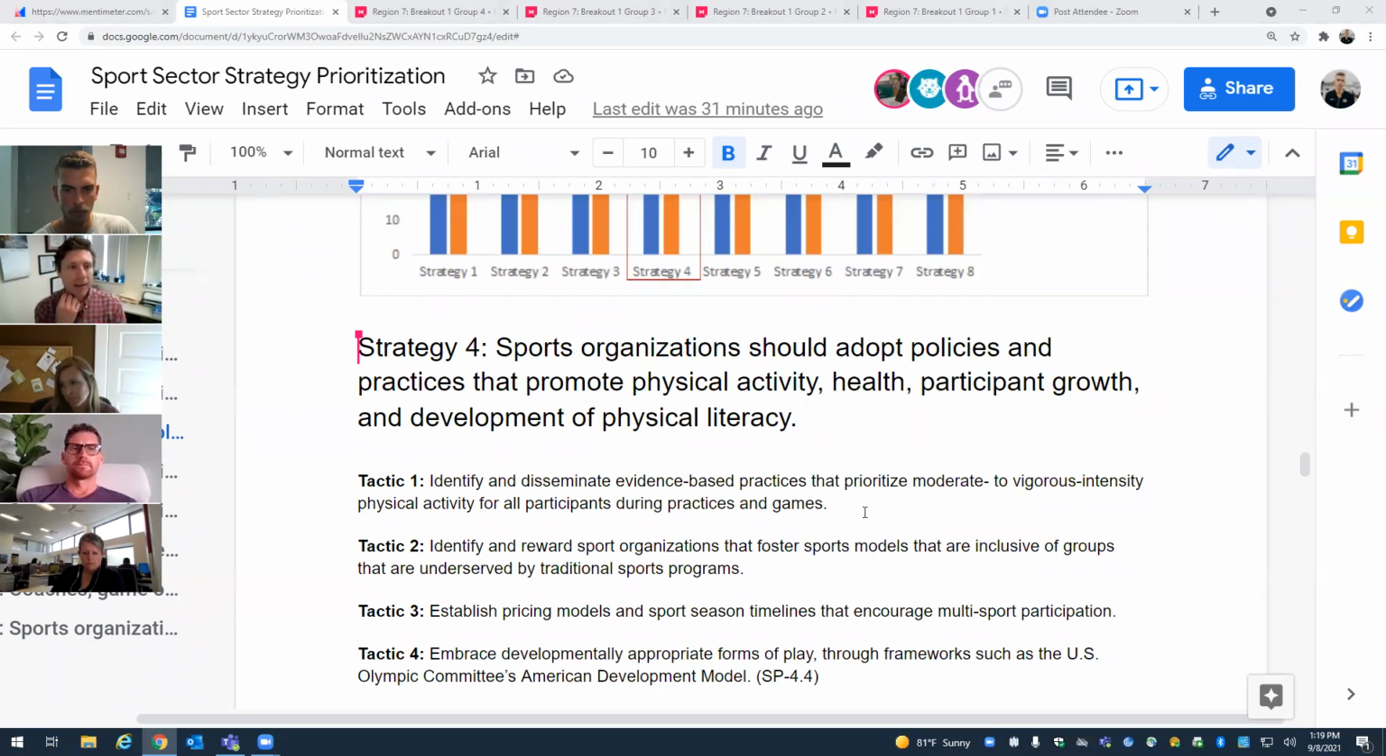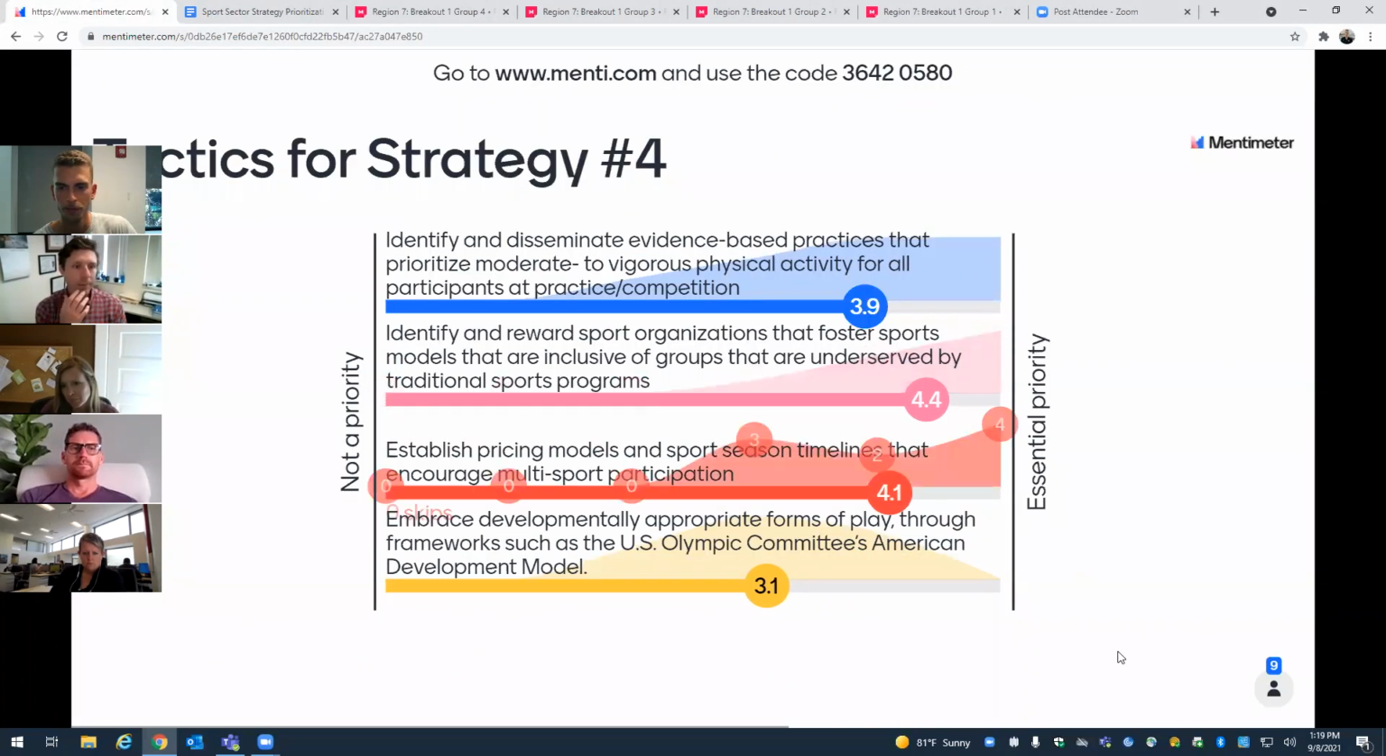Bryce, could you go back to the results real quick? Sure. Yeah, so it looks like there were clear top 3, and then the developmental model was clearly a 4th lagging one. I guess I'll just open it up to any points of discussion about these tactics.